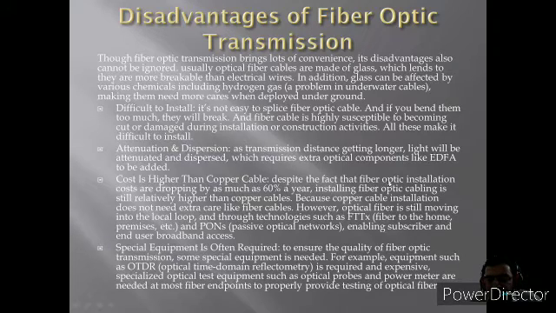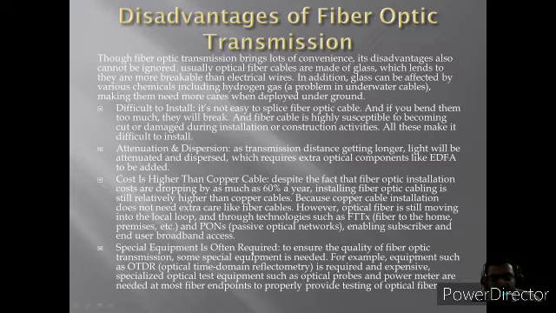Despite the fact that fiber optic installation costs are dropping by as much as 60% a year, installing fiber optic cable is still relatively higher than copper cable because copper cable installation does not need extra care like fiber optic cable. However, optic fiber is still moving into the local loop, through technology such as FTTX, fiber to the home, premises, etc., and PON, passive optical network, enabling subscriber and end user broadband access.